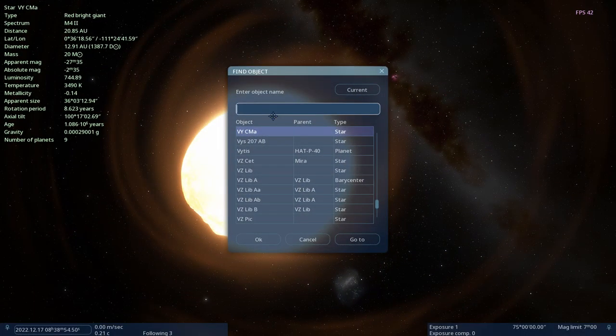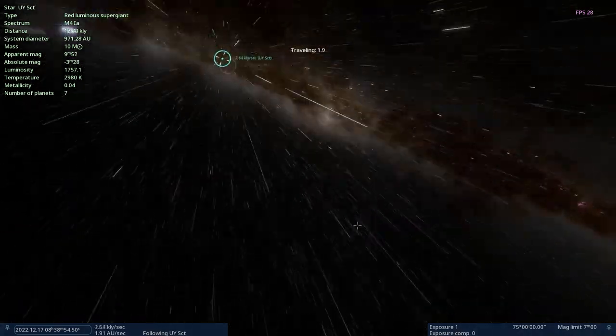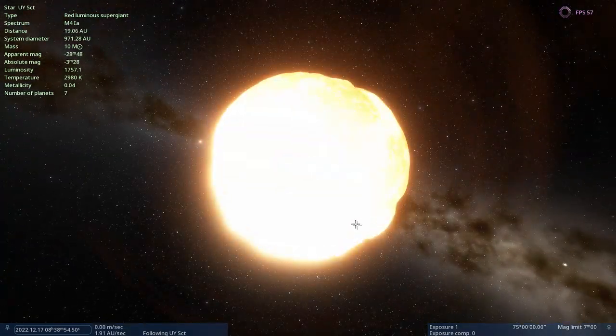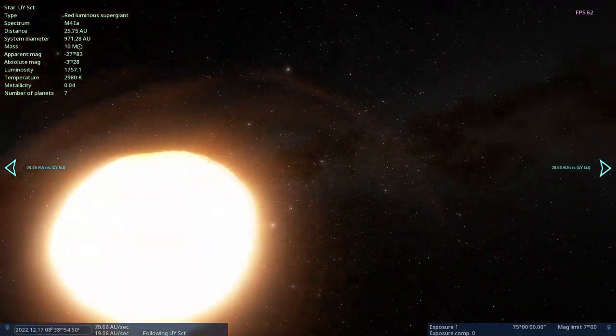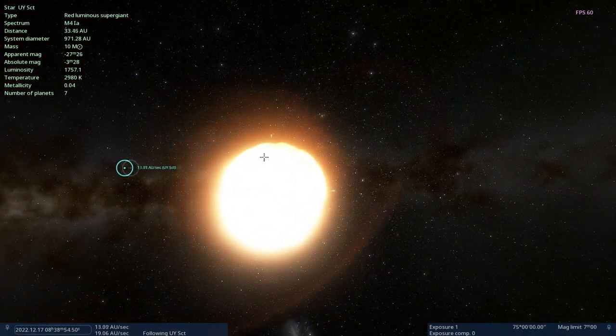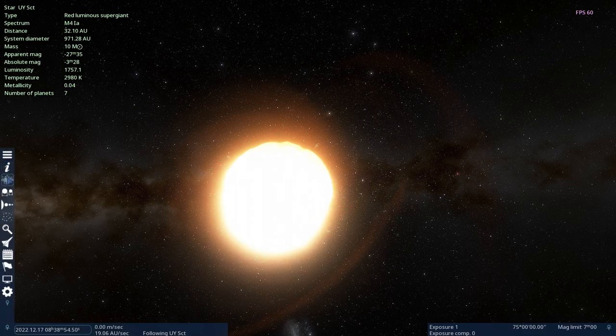Next, we proceed to explore UY Scuti. This star is located in the constellation Scutum and is a red supergiant with a mass of about 30 solar masses. Its radius is approximately 1,708 times that of the Sun, making it one of the largest known stars in the galaxy.